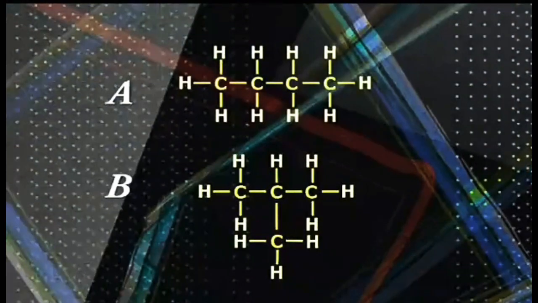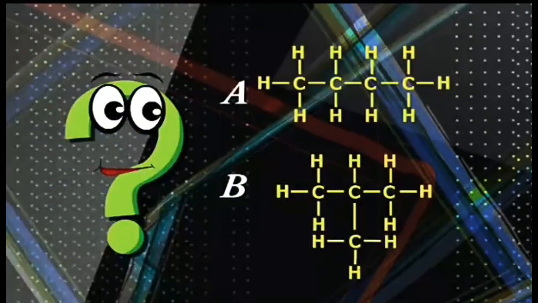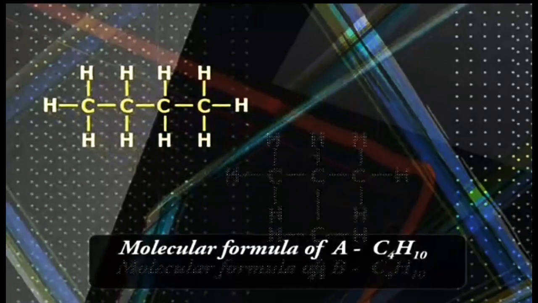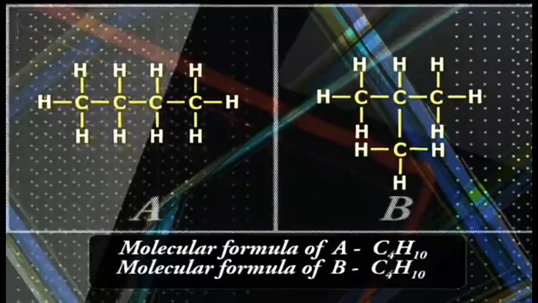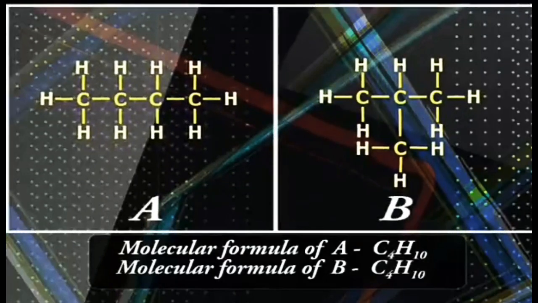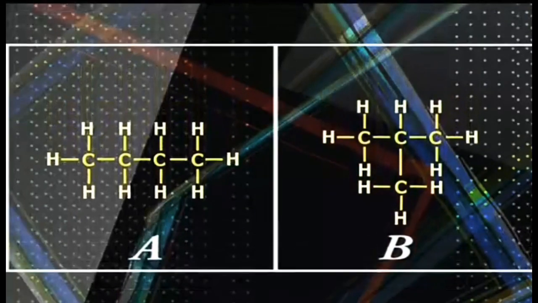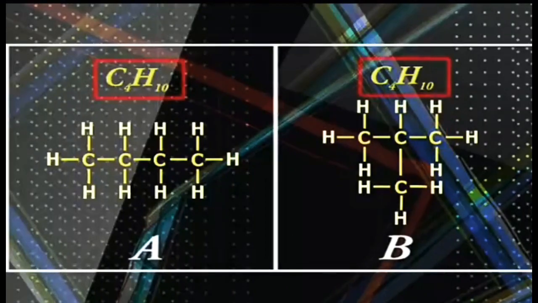Here are a few structural formulae. Let us observe and compare them. So, what did you observe? I'm sure you must have observed that the molecular formula of compound A is C4H10, and the molecular formula of compound B is C4H10 as well. But isn't the arrangement of atoms within the two molecules different? Yes, it is indeed. Though the two structures are different, they both have the same molecular formula, that is C4H10.